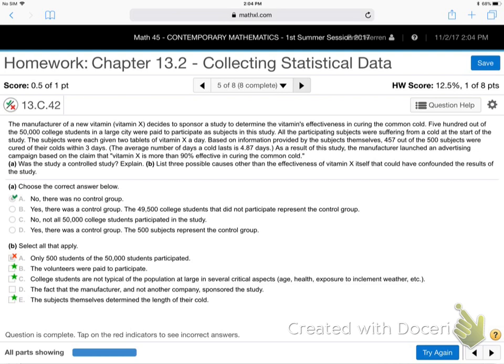457 out of 500 of the subjects were cured of their colds within 3 days. The average number of days per cold is 4.87. So that's quicker than average, right? As a result of this study, the manufacturer launched an advertising campaign based on the claim that vitamin X is more than 90% effective in curing the cough and cold. The 90% is, if you divide 457 by 500, it's a little over 90%, so that's true.